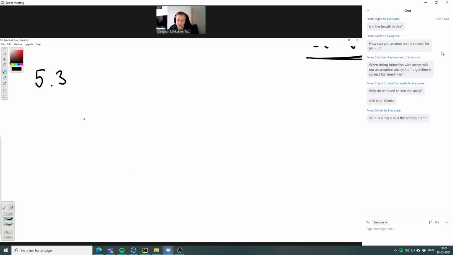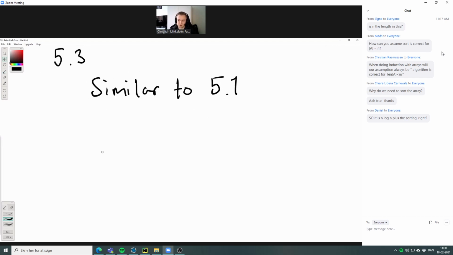Okay, so 5.3, it's very similar to 5.1, right? So in this case, we can just go through all triplets of elements and check if they sum to 0. If any of them sum to 0, then we have a three-sum. And of course, a three-sum is something where three elements sum to 0. So I'm not going to solve that here. However, let's look at 5.4.